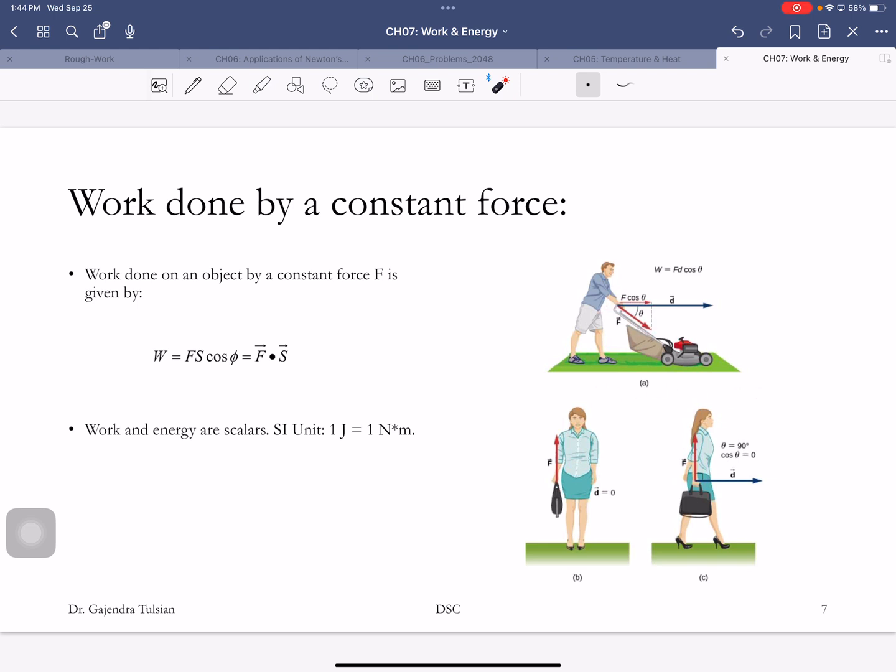So the work done by this force on that object, so work done by this guy who's applying the force, is given by force times displacement times cosine theta. And that happens to be, if you remember your dot product, the dot product of the force vector and the displacement vector.